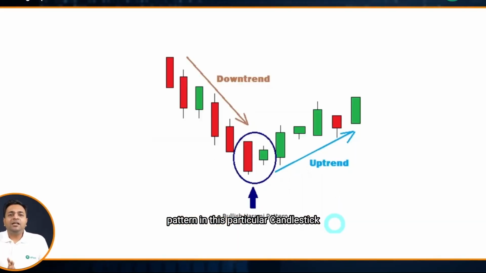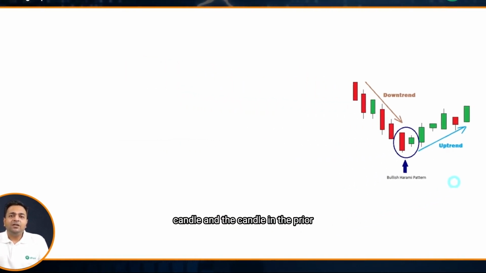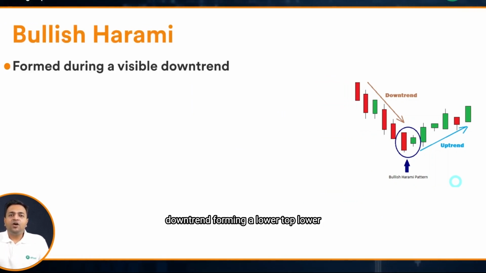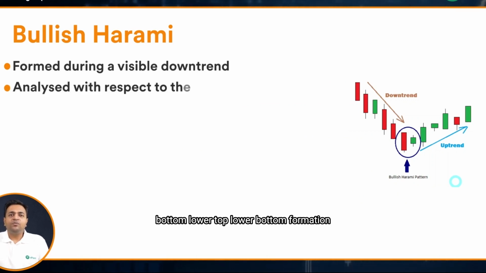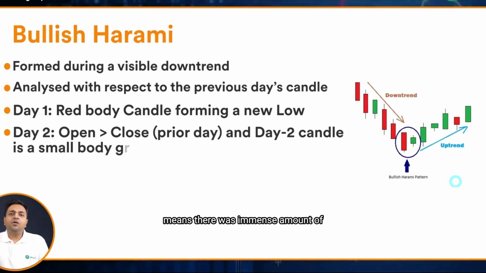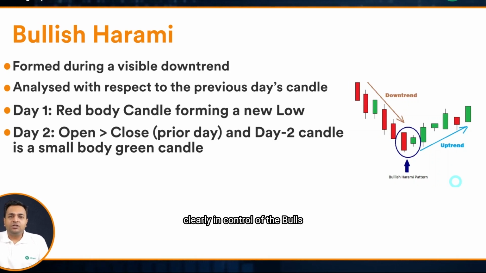In this particular candlestick pattern, we have to look at today's candle and the candle in the prior period as well. So assuming that a stock is in a visible downtrend, forming a lower top, lower bottom formation, and we have a long body red candle, which means there was immense amount of selling pressure and the bears were clearly in control of the bulls.